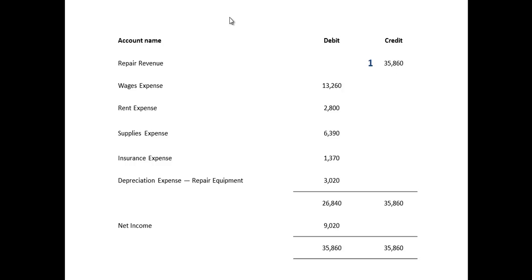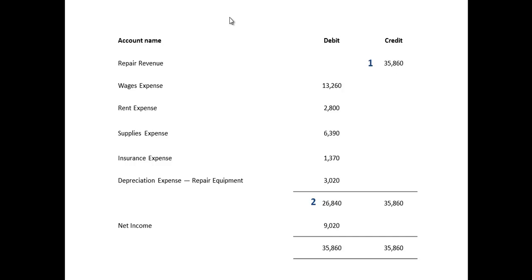In step 2, we close all of our expense accounts. You'll notice I put the 2 by the total amount because all of our expense accounts have a debit balance. So we're going to credit all of those accounts in the journal entry and debit income summary for their total, which in this case is the $26,840. By using the worksheet, you also eliminate any calculation errors because it's already been calculated for you.